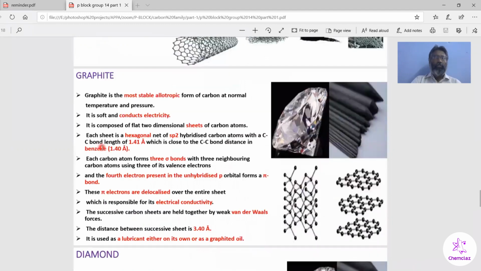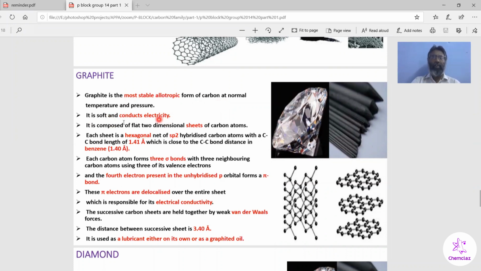The next one is graphite. Graphite is the most stable allotropic form of carbon at normal temperature and pressure. Diamond is hard, but it is not thermally stable when compared to graphite. So graphite is the most stable allotropic form of carbon. Graphite is soft and conducts electricity.